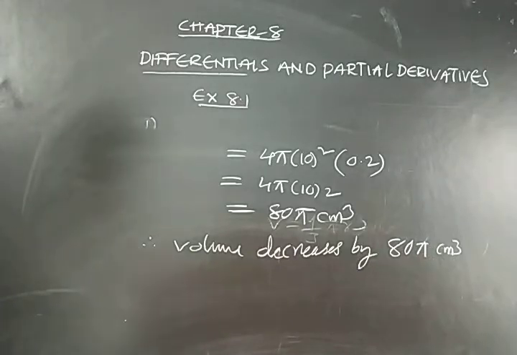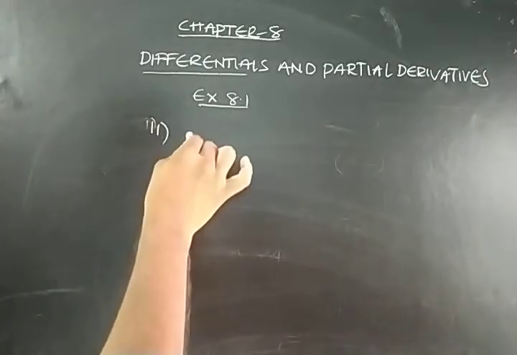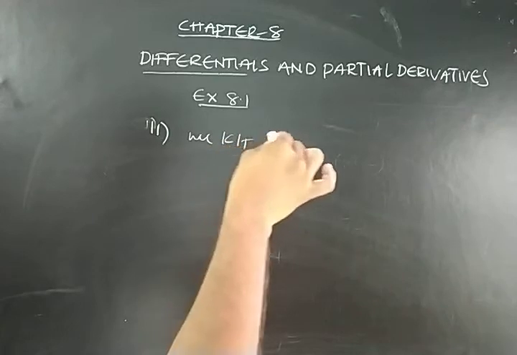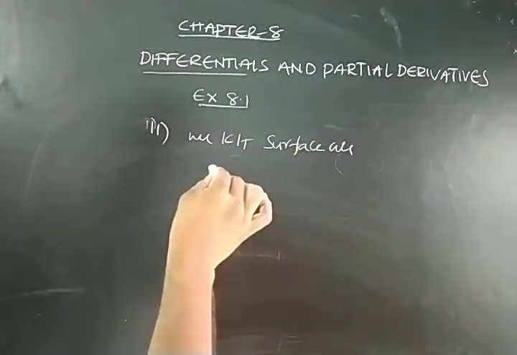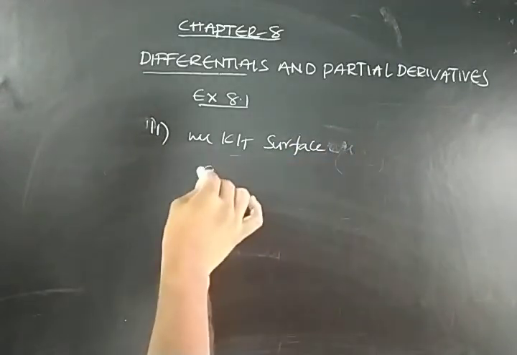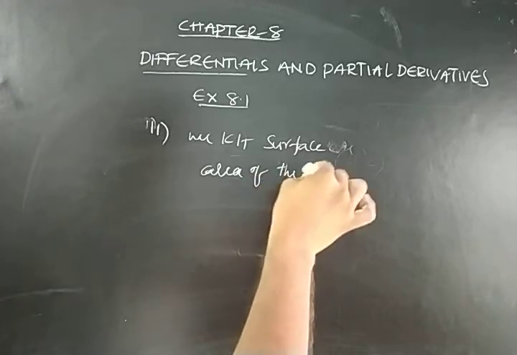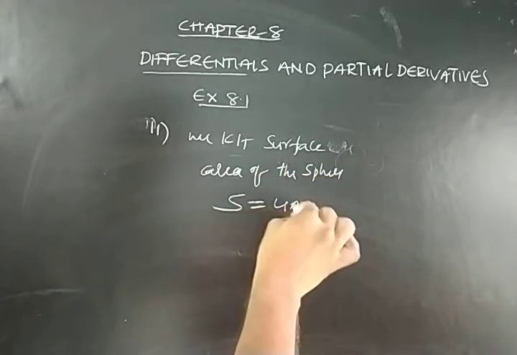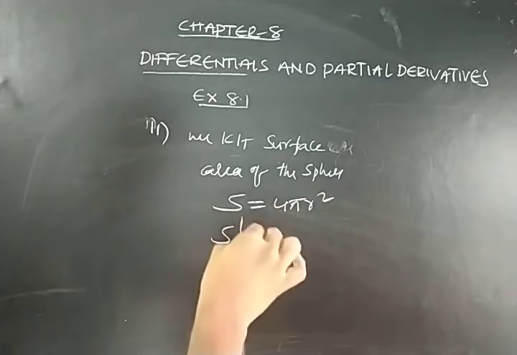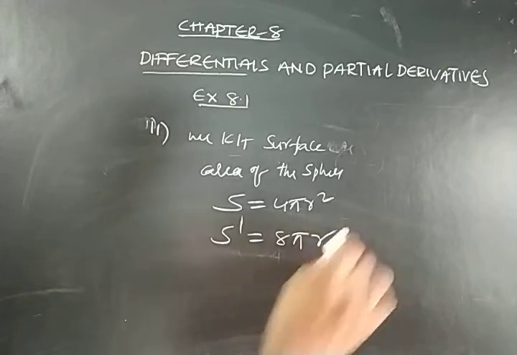Now similarly, I am going to find the change in surface area. From the second problem, we know that the surface area of the sphere, I am denoting by S equal to 4 pi r square. Now the differentiation of S, S dash with respect to r, is 8 pi r.